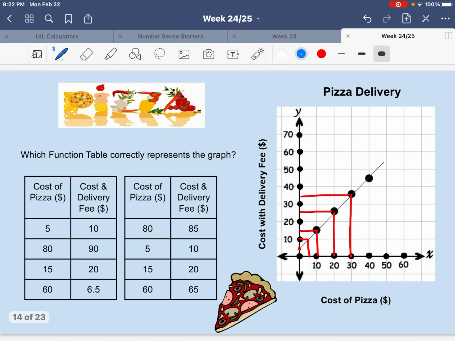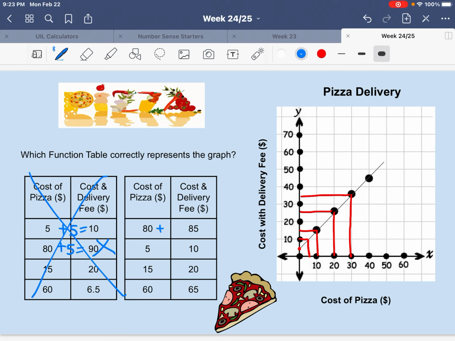And then the function table that represents this graph. Well, if the pizza costs $5 and you add $5 to it for the delivery fee, that would be $10. But if the pizza costs $80 and you add a $5 delivery fee for it, it is not $90. So this is not the correct table.